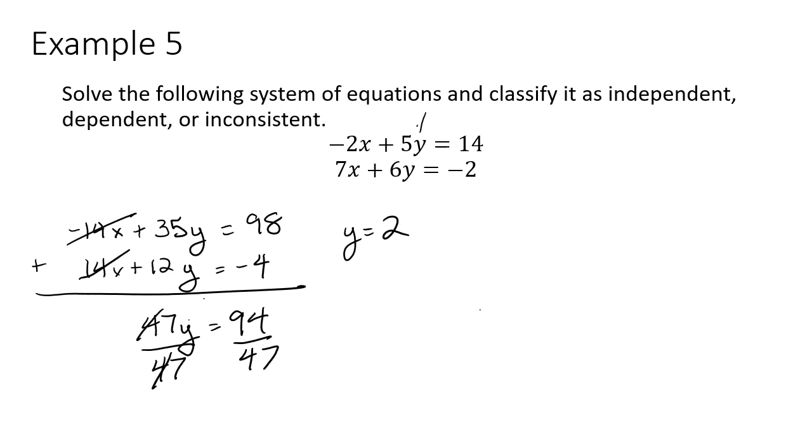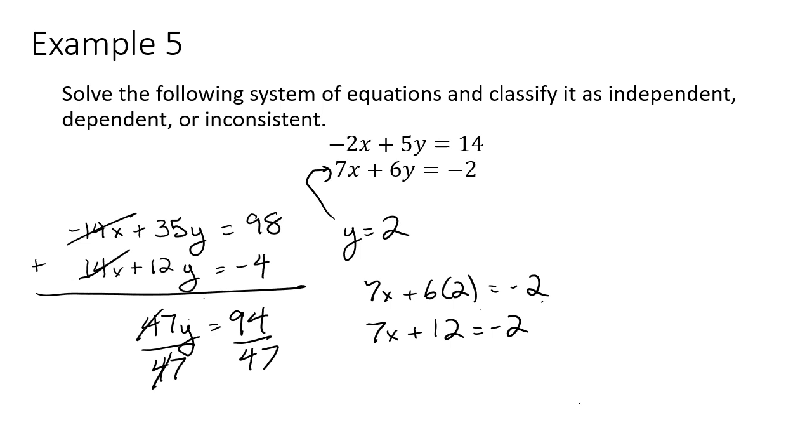Now we can plug this back into either of the original equations to solve for x. And neither one is really nicer than the other. It honestly doesn't matter which you choose here. So let's see. Maybe I plug it into the bottom one this time. So that's going to give us 7x plus 6 times y, which we now know is 2, is equal to negative 2.